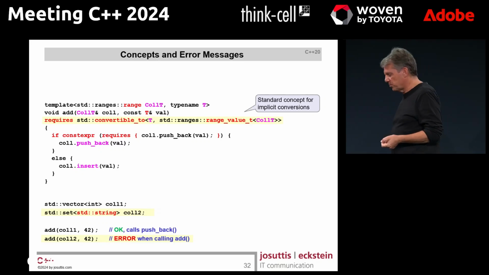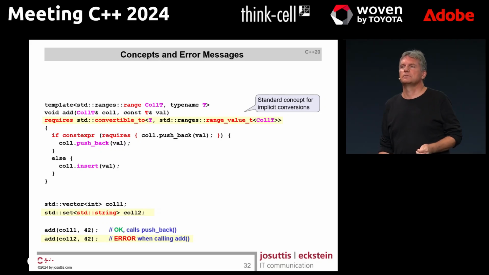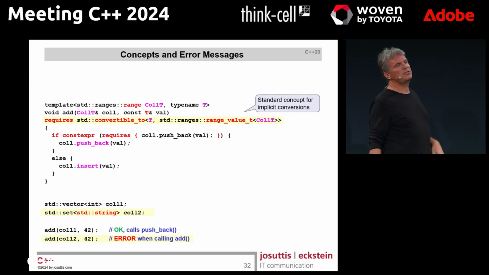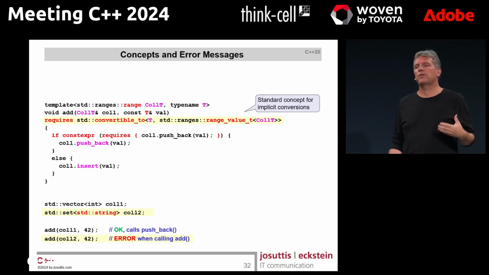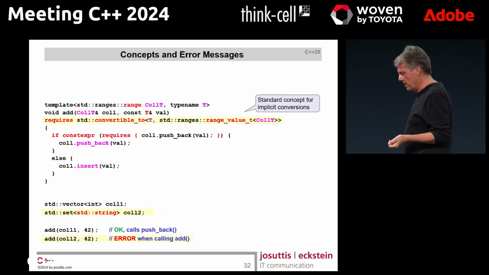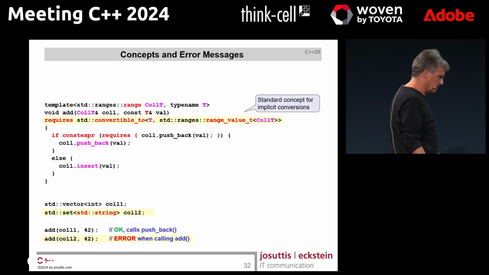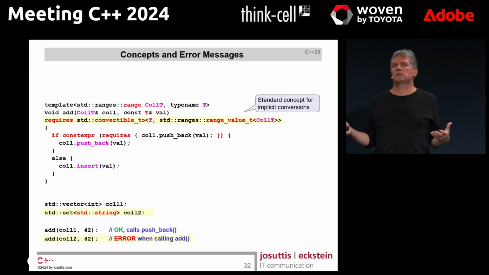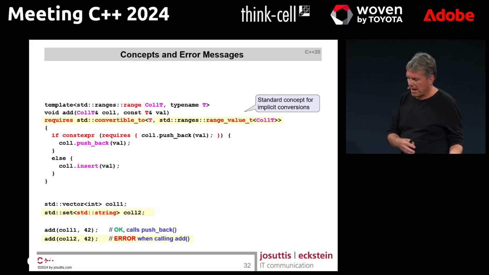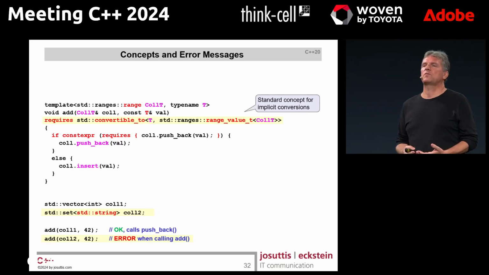Okay, let's solve this problem. Let's add a concept. Again, we can use a standard concept. That standard concept here says, well, there's an additional constraint for this function template, which is the type we insert has to be convertible to the value type of the collection. This does not change the fact that we either compile or compile not, but improves the error handling.